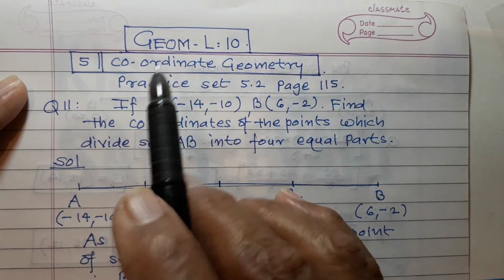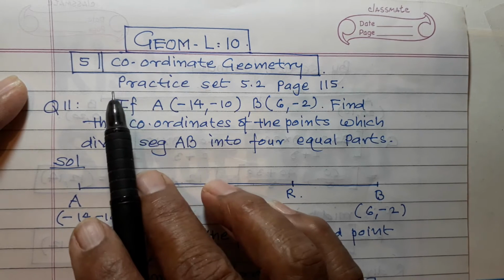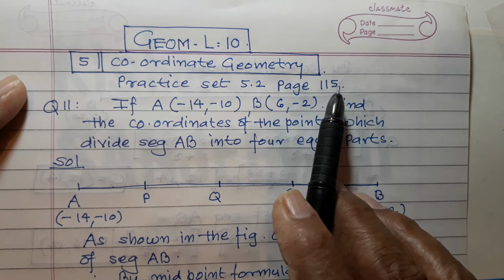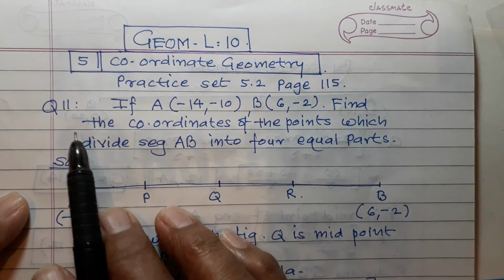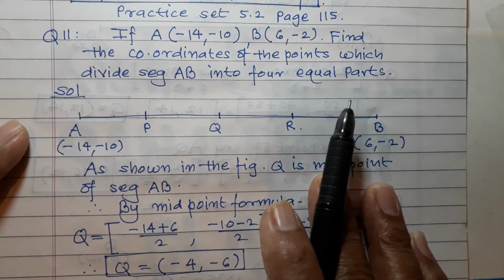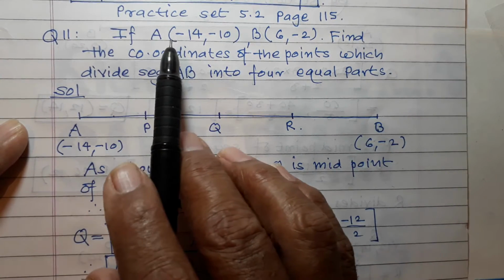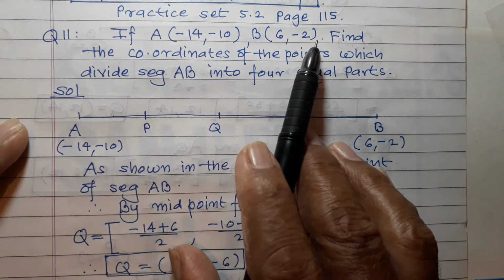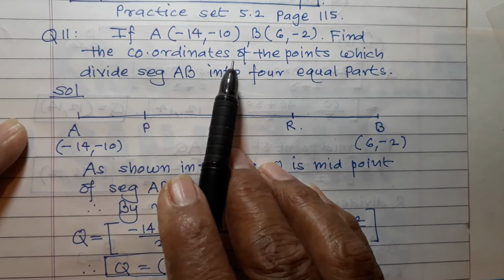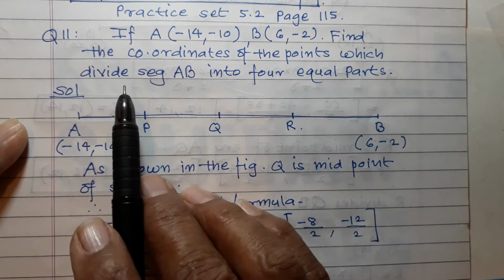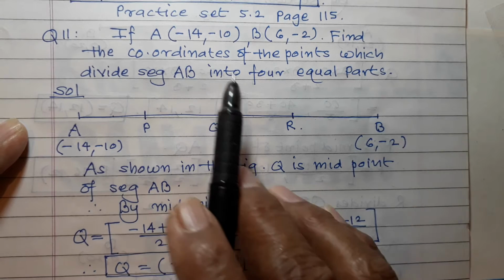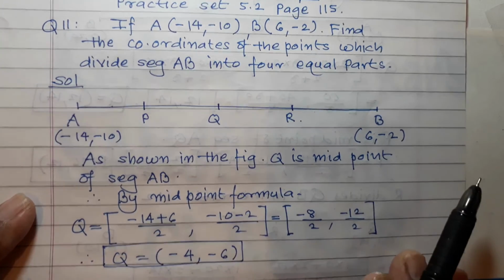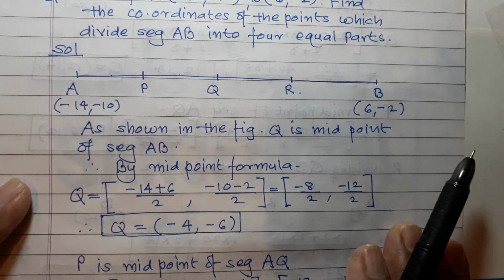In this lecture, I am going to explain some examples from practice sheet 5.2, page number 115. Question number 11. If A(-14, -10), B(6, -2), find the coordinates of the points which divide seg AB into 4 equal parts. Okay. Now then try to understand the solution.